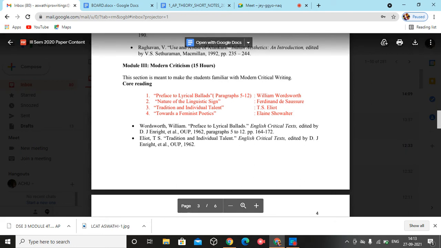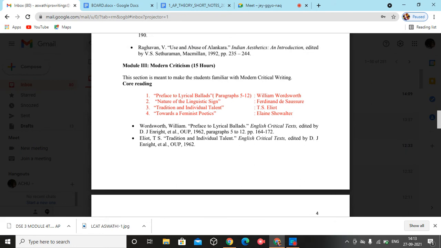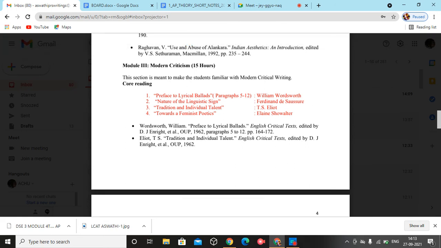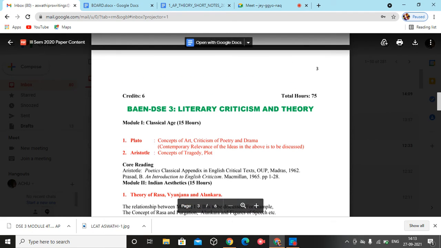Then Elaine Showalter is also not known for creative work, so you may not be familiar with her. As part of the history of English literature paper, we expect these figures to be introduced to you already before you get them introduced in the literary criticism and theory paper.